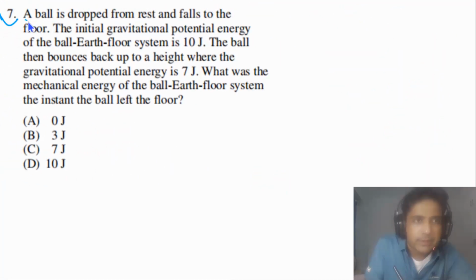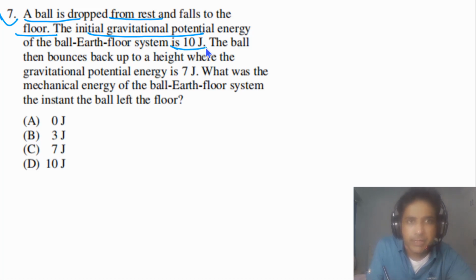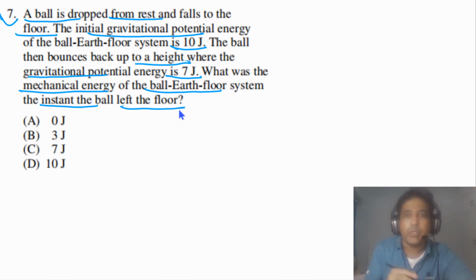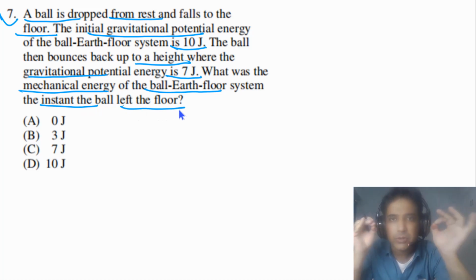Question number 7 says a ball is dropped from rest and falls to the floor. The initial gravitational potential energy of the ball-earth-floor system is 10 joules. The ball then bounces back to a height where the GPE is equal to 7 joules. What was the mechanical energy of the ball-earth-floor system the instant the ball left the floor? So very simple question, just a little bit tricky.